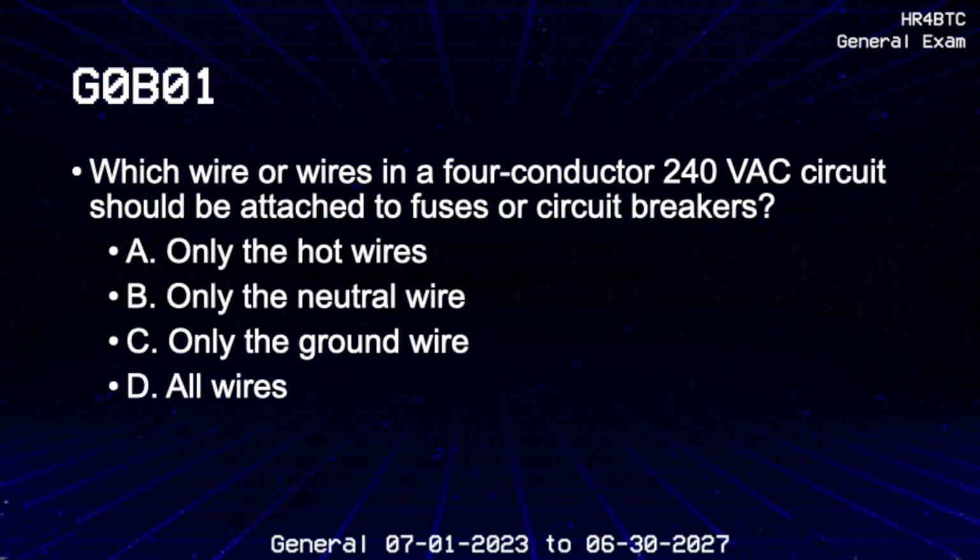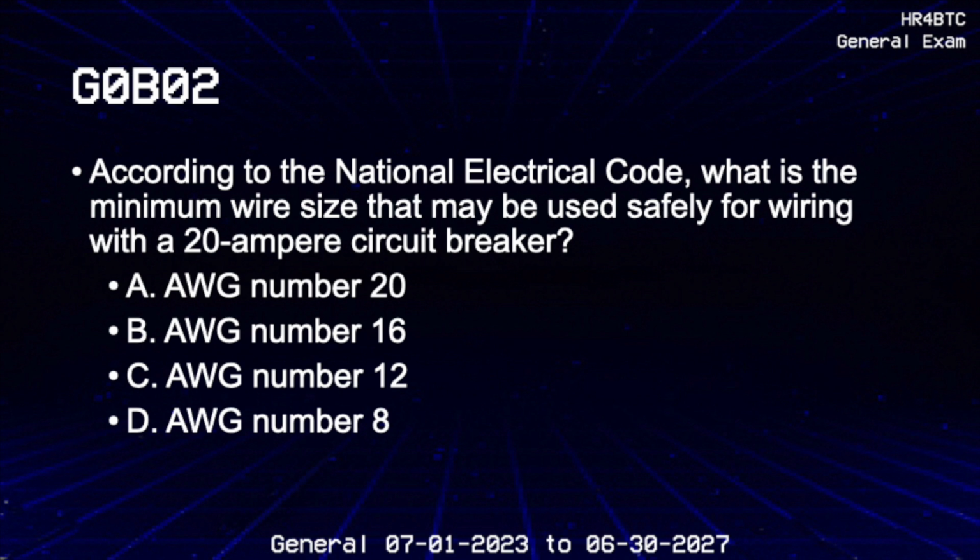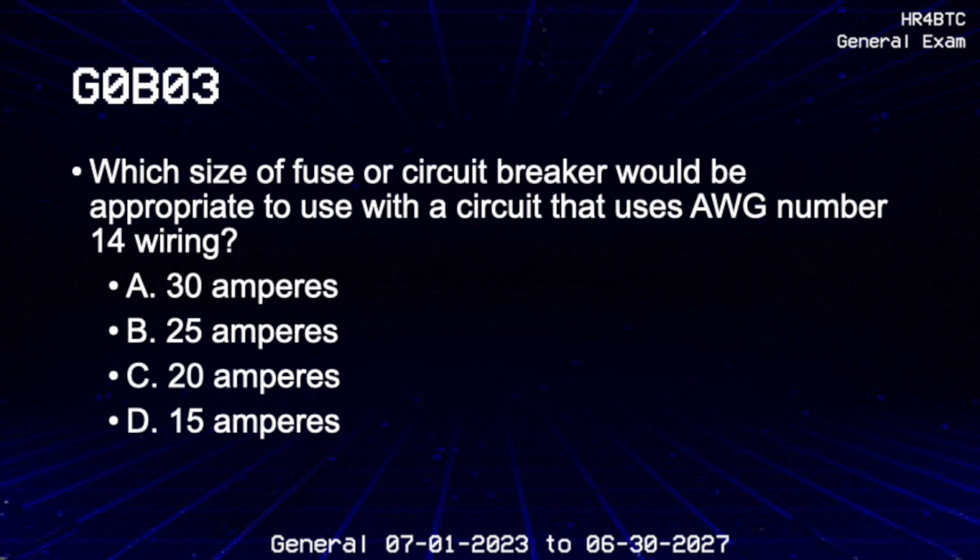Which wire or wires in a 4-conductor 240-volt alternating current circuit should be attached to fuses or circuit breakers? Only the hot wires. According to the National Electrical Code, what is the minimum wire size that may be used safely for wiring with a 20-ampere circuit breaker? AWG number 12. Which size of fuse or circuit breaker would be appropriate to use with a circuit that uses AWG number 14 wiring?